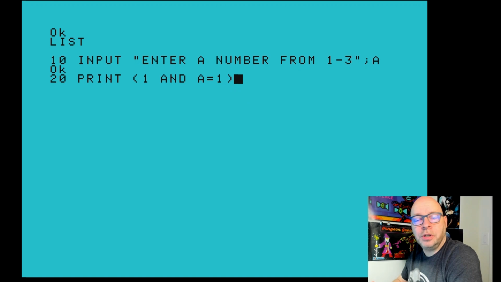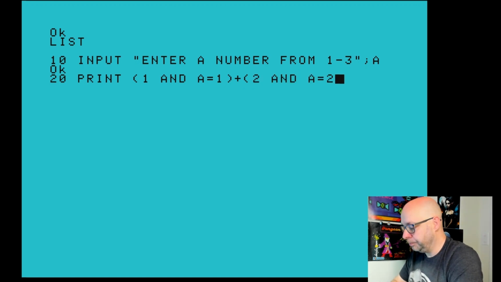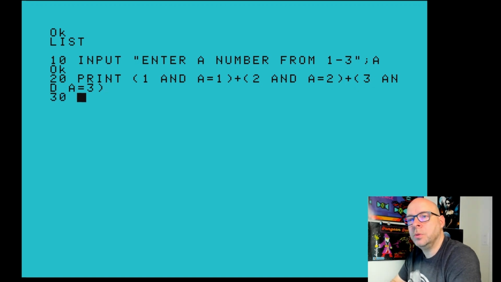But now we want to print different values, of course, so we'll put a plus symbol here, open parentheses again, and we'll say 2 and A equals 2, and then finally plus 3 and A equals 3. Just like that. And now finally line 30, we will loop back to line 10 to run the program all over again. So let's go ahead and run this and see what happens.